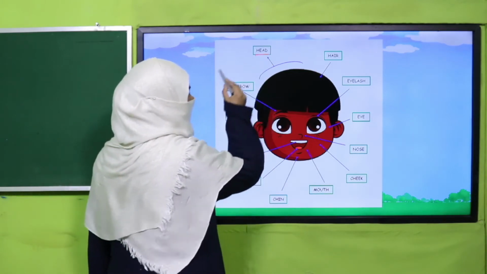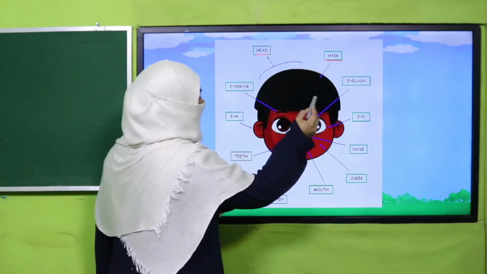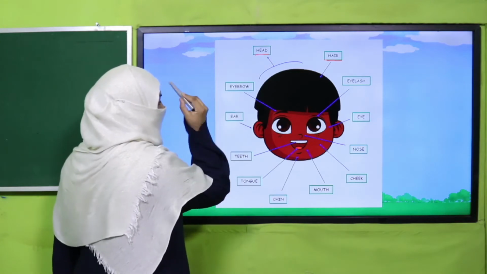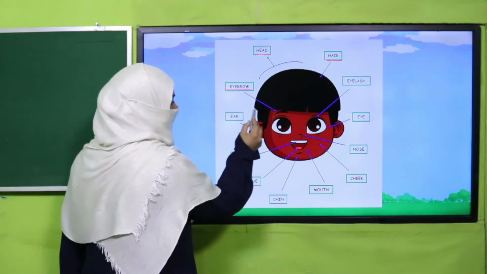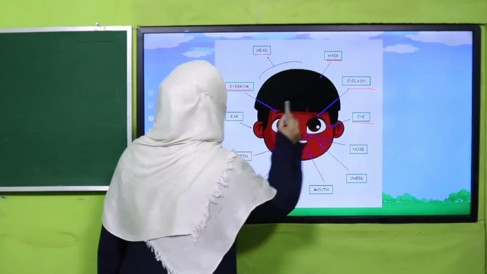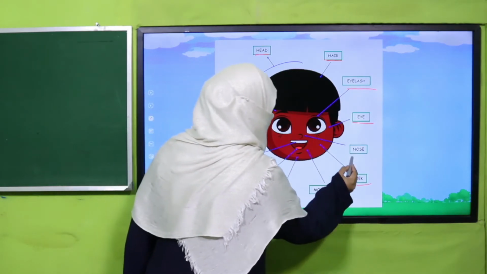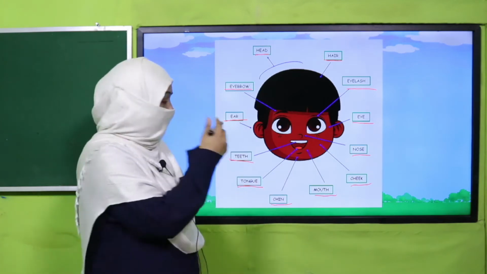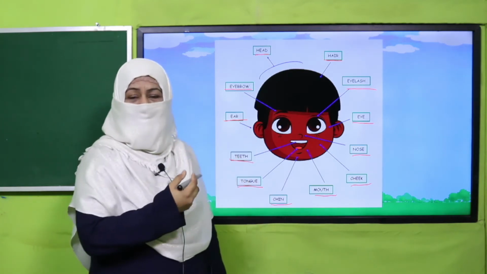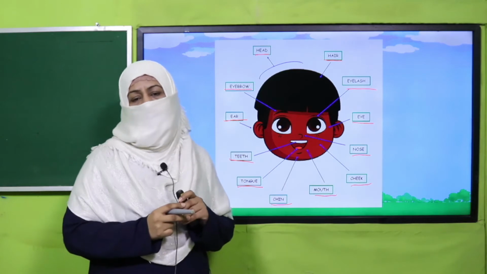Starting from head, then on head we have hair, then right after our forehead we have eyebrows, we have eyes, eyelashes, ear, teeth, tongue, chin, mouth, cheek, nose. You see, on our face, even there are many we can find out. So this is how we classify our parts of body.